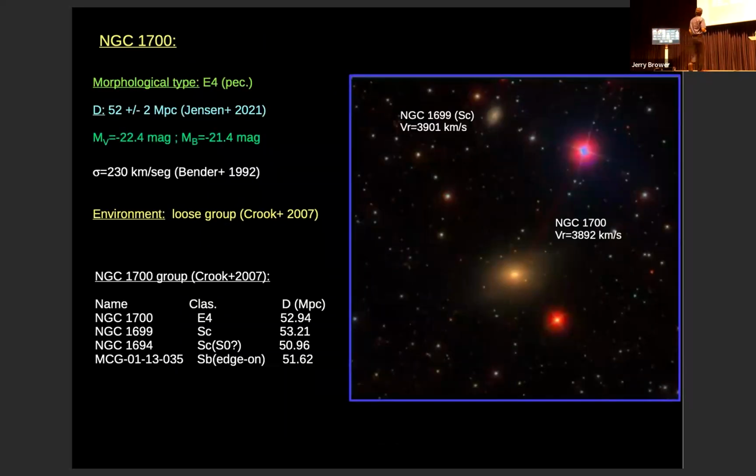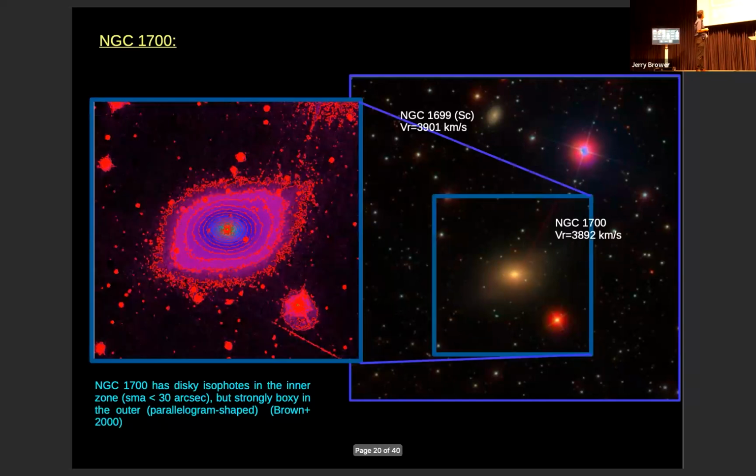Okay, the other galaxy is NGC 7000. It's a galaxy in a loose group which contains 4 galaxies. It is at the distance of around 50 megaparsec, and it shows several signs of a violent past. You can see that in the outer isophotes of this galaxy.